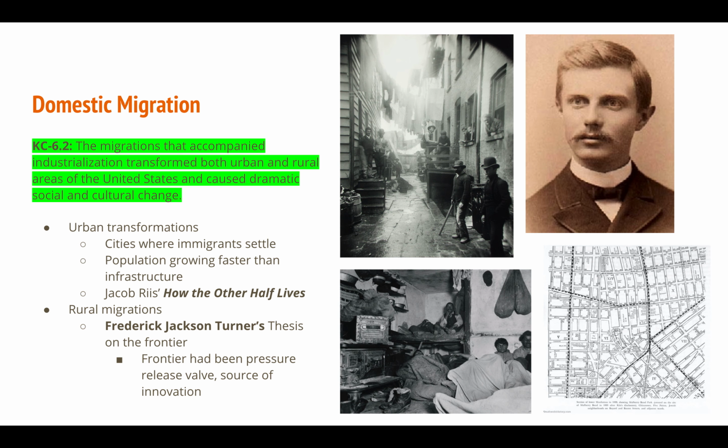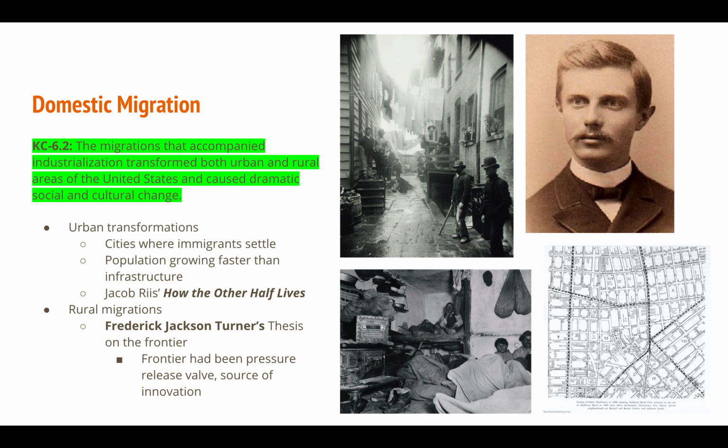All right, so domestic migration and the migrations that accompanied industrialization transformed both urban and rural areas of the United States and caused dramatic social and cultural change. So we see a huge rise in cities. This is where immigrants are settling, but it's also where people that were living in rural areas are now going to find wage labor. The population is growing faster than the infrastructure can really handle at this time.